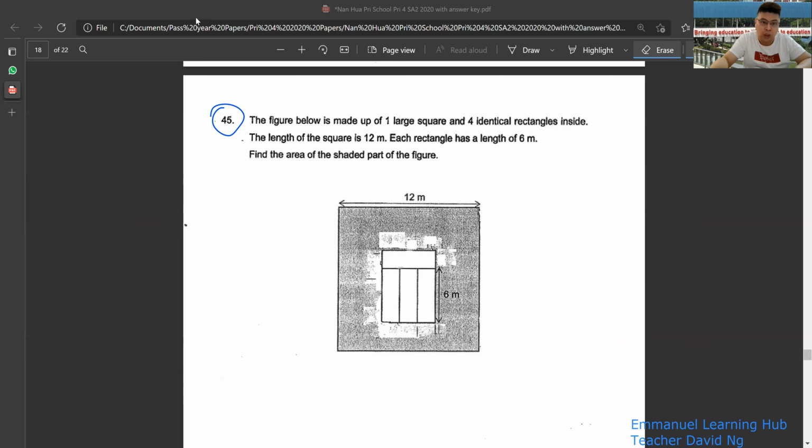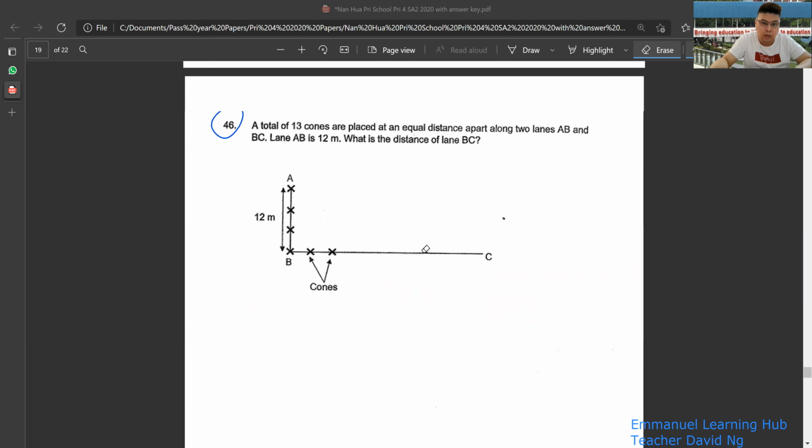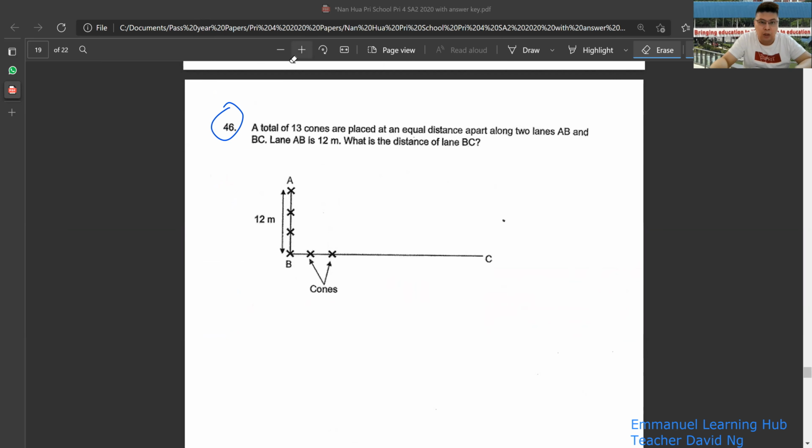Okay, the next question, last question. A total of 13 cones are placed at equal distance along 2 lanes, AB and BC. What is the distance of lane BC? So 13 cones, right? So you have to draw out your 13 cones. Now you have 1, 2, 3, 4, 5, 6, 7, 8, 9, 10, 11, 12, 13.